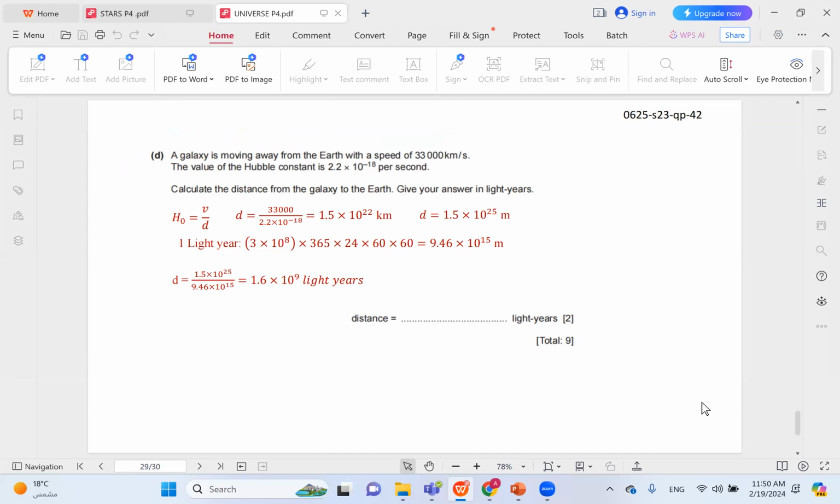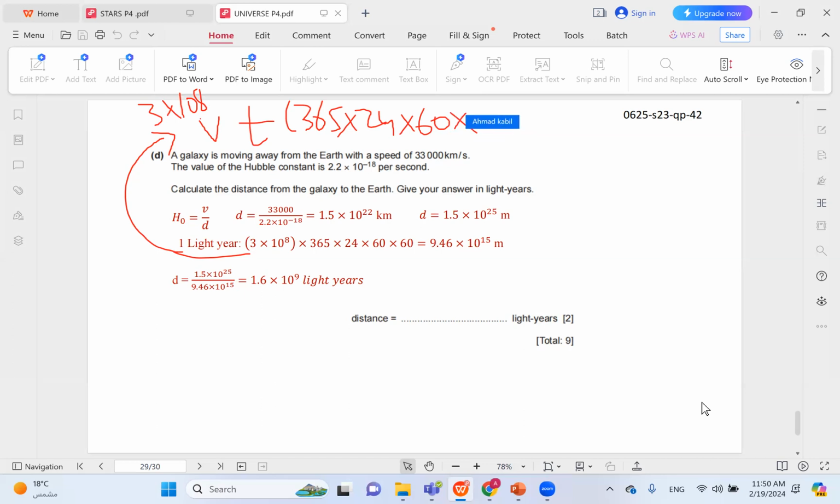Now, what is 1 light year equal to? A light year is a distance, not a time. I know it says year, but it's still a distance, not a time. So it's equal to the speed of light multiplied by a time of 1 year. The speed of light is 3 times 10 to the power of 8. The time of 1 year is basically, like we said, 365 times 24 times 60 times 60. If we multiply those by each other, we get 9.46 times 10 to the power of 15.